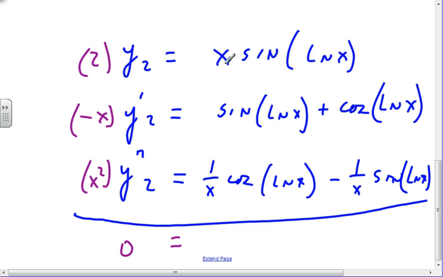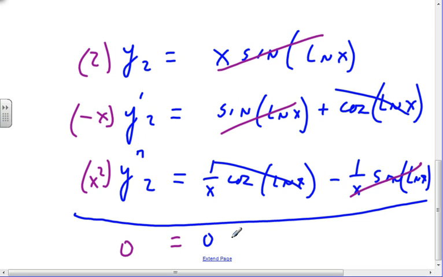I have 2x sine. I have minus x sine. I have another minus x sine. Boom, boom, boom. They go away. I've got minus x cosine. I've got plus x cosine. Boom, boom. They go away. I get 0. Check.